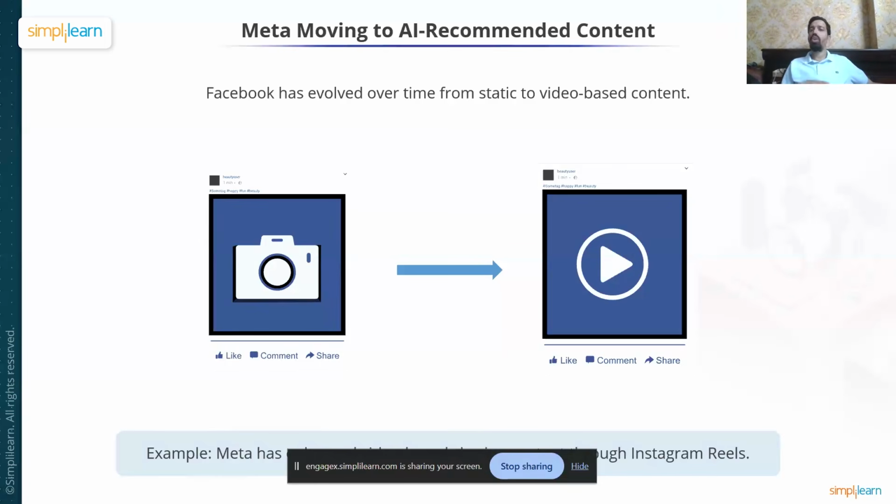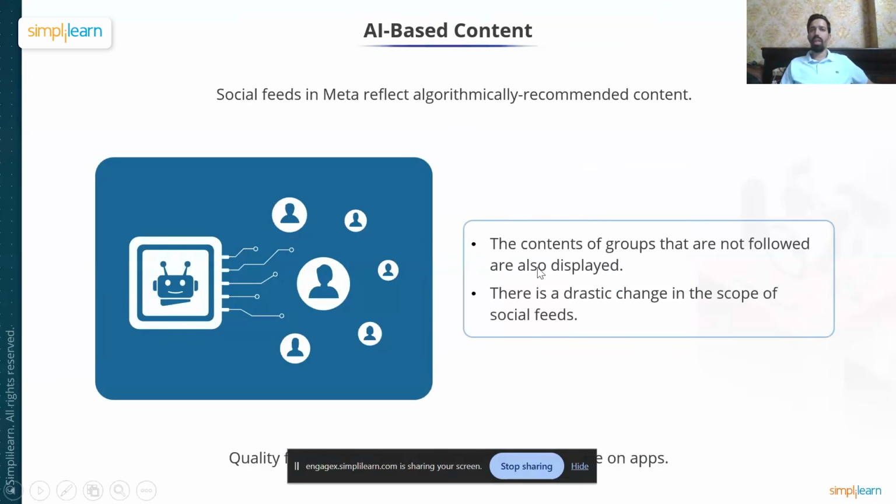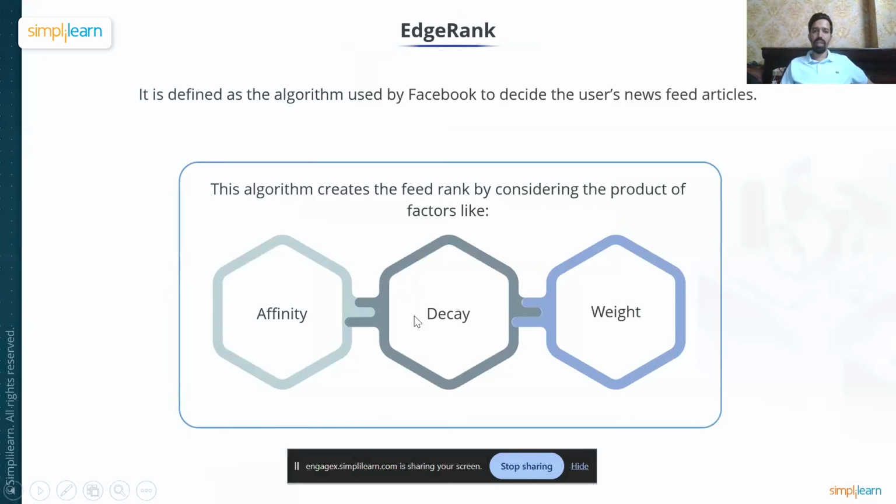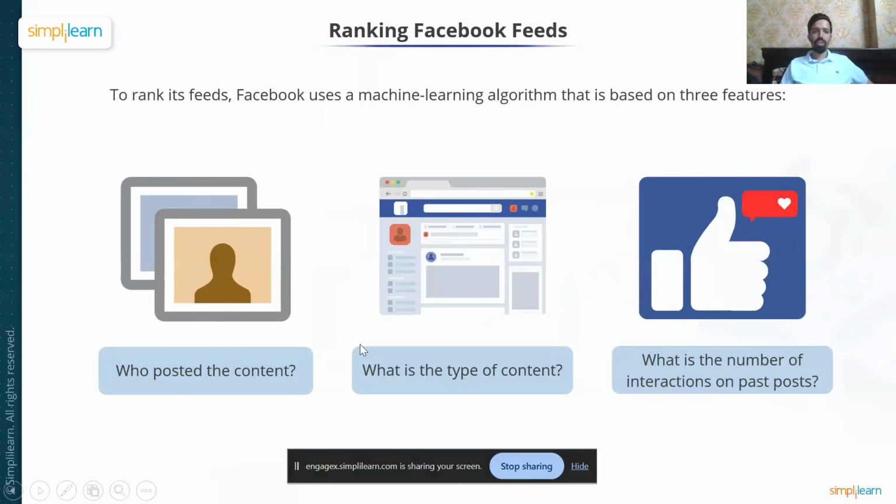But it's not like you can skip out the images, no, you have to work hand in hand. So you have to focus on videos, but definitely you also have to get started with images, not be totally dependent. AI-based content, the content of groups that are not followed displayed in feeds, so this is an edge concept. Affinity, decay, and weight, all those other activities.